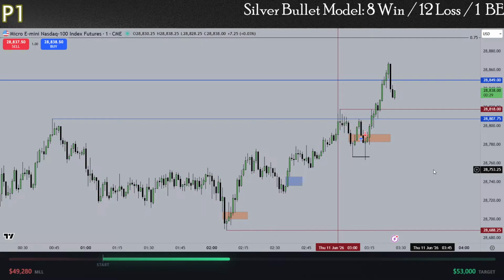Both today and Tuesday I was correct about the bias and the draw, but got stopped out inside the process of taking the entry, and my stop loss was just too tight by a little bit. Very similar cases, not exactly the same, but very similar, where my stop loss was just a little bit too tight.